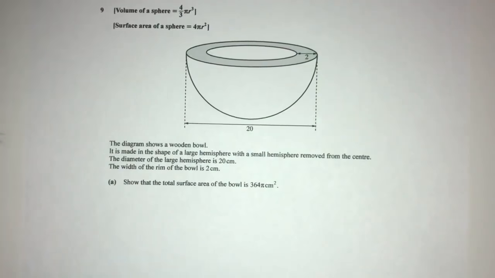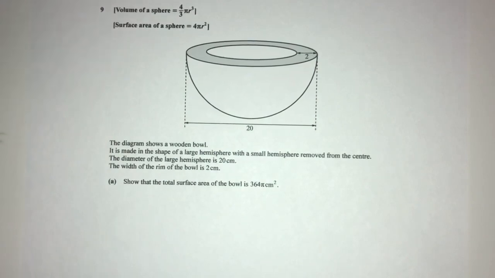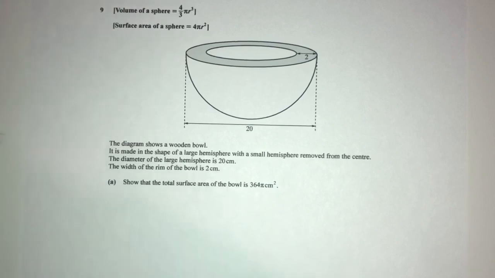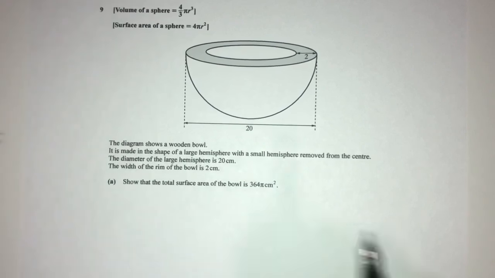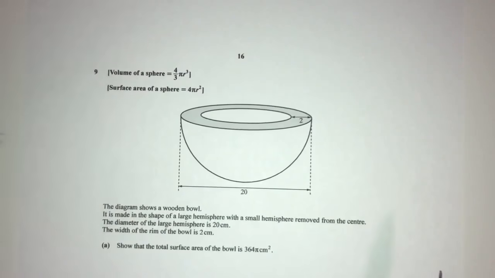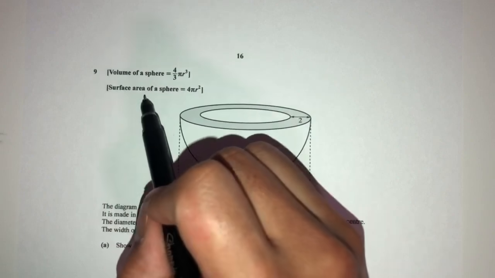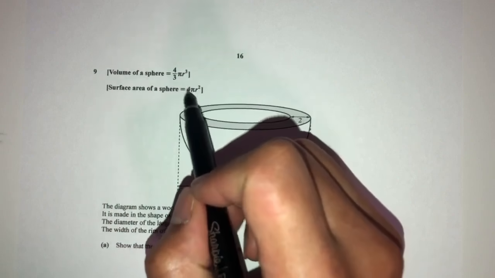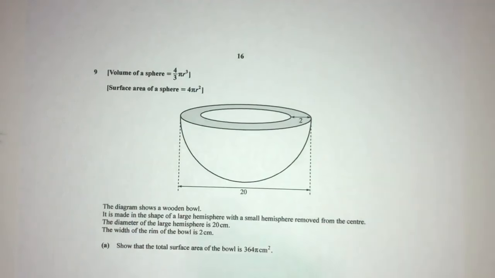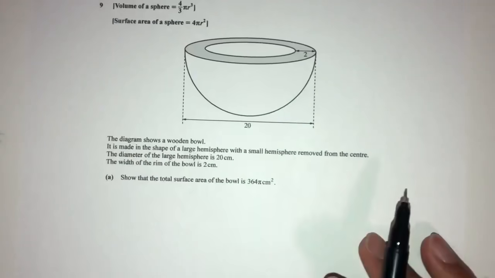The diagram shows a wooden bowl. Okay, fair enough. It is made in the shape of a large hemisphere. Again, hemisphere is exactly half a sphere. Now, we may want to change the formulas for these. Volume of a hemisphere, this divided by 2. Surface area for a sphere will be this divided by 2. Again, this is just the outer surface, right?